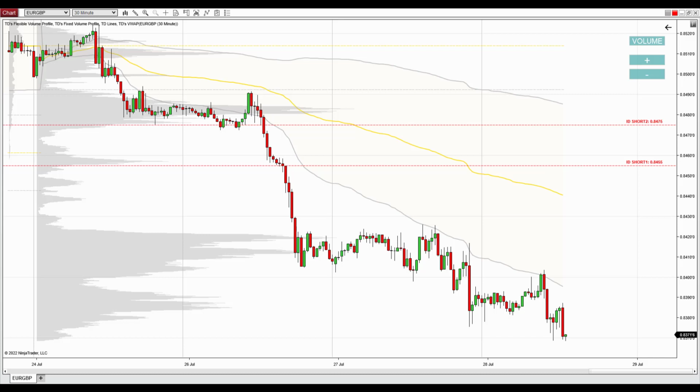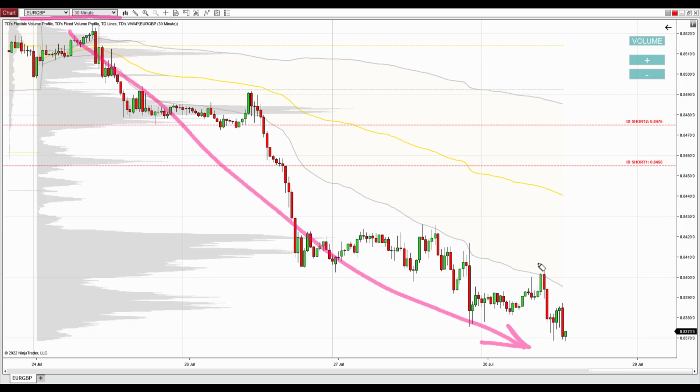Today it is an intraday trading idea, actually two intraday trading ideas, and both are on Euro British Pound. What you are looking at is a 30-minute chart. That's the chart that I prefer to use for my intraday trading analysis. And what you see before you, that's the Euro Pound and strong downtrend on this pair.